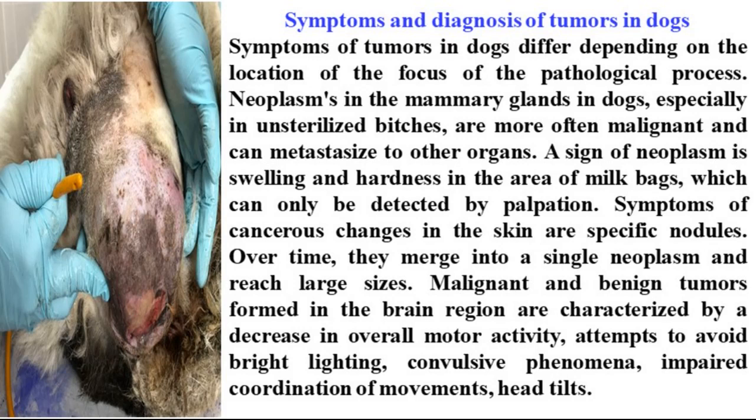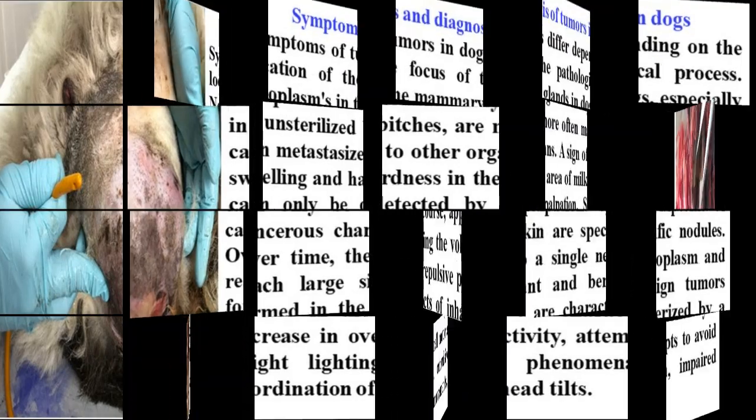Symptoms of cancerous changes in the skin are specific nodules. Over time, they merge into a single neoplasm and reach large sizes. Malignant and benign tumors formed in the brain region are characterized by a decrease in overall motor activity. Attempts to avoid bright lighting, convulsive phenomena, impaired coordination of movements, head tilts.